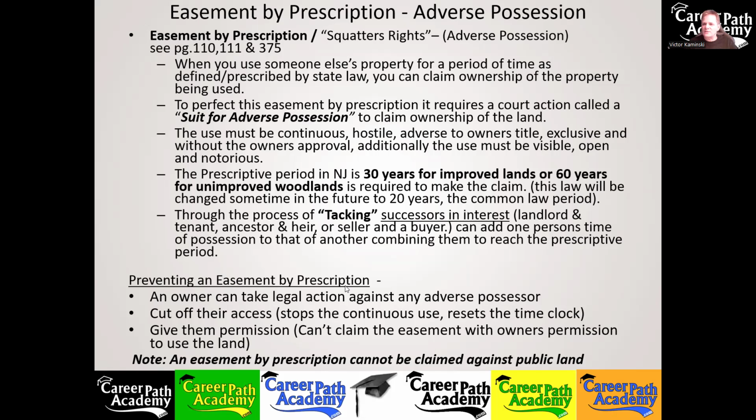These are the ways to prevent someone from claiming an easement by prescription. They could cut off their access, maybe putting a fence around the area to prevent their continuous use, and that resets the time clock. Or they could give them permission. You can't claim an easement with the owner's permission to use the land. It has to be hostile, adverse to the owner's title, exclusive, and without their approval. So if they gave you permission, you can't claim an easement by prescription. And an easement by prescription cannot be claimed against publicly owned land.